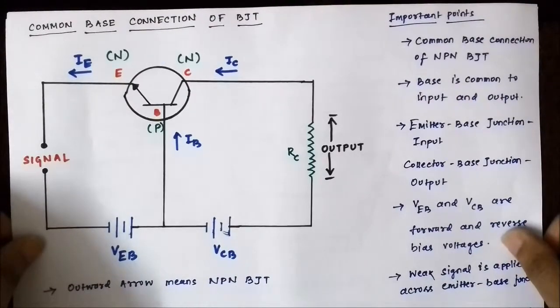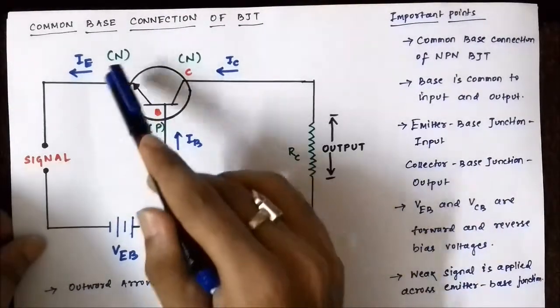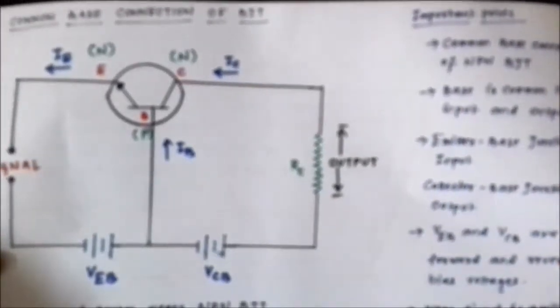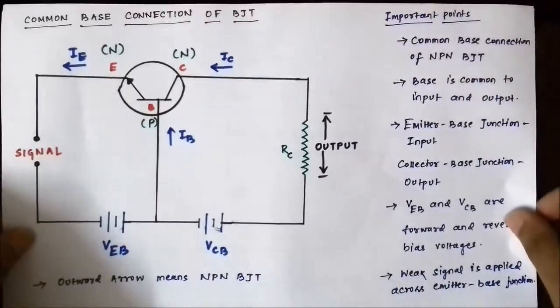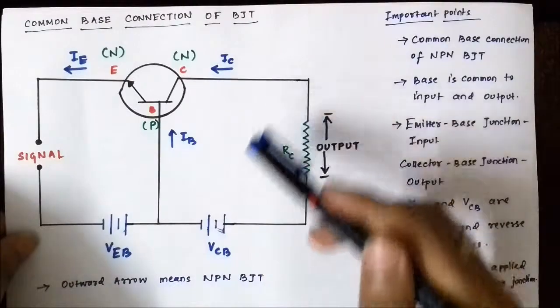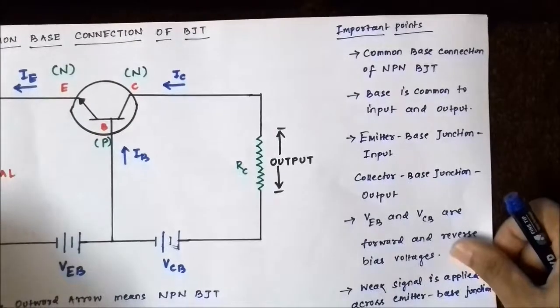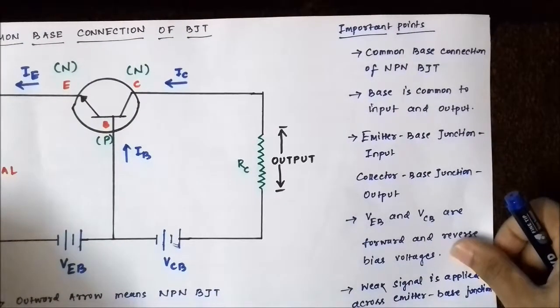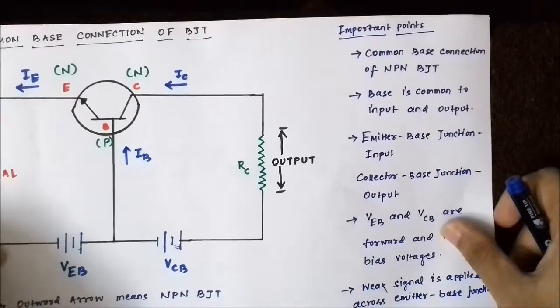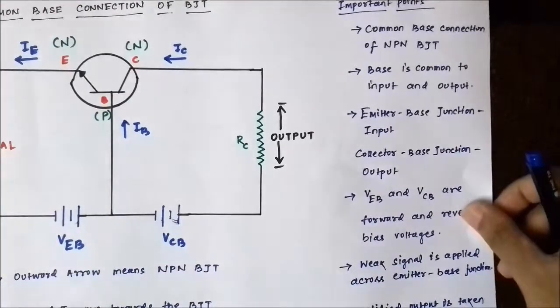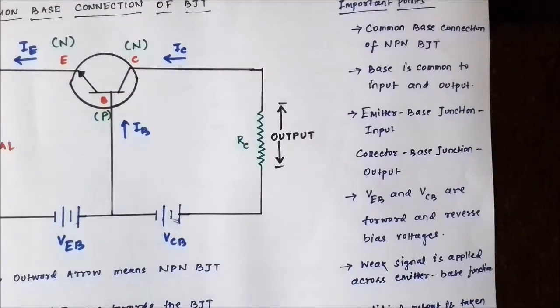Now here the input junction is the emitter base junction, emitter and base. It is the input junction, while the output junction is the collector base junction towards the right. Now there are some important points associated with the common base configuration. Okay, so all the things are mentioned here, you can note them down. So some important points are the base is common to both the input and the output. As I said, the emitter base junction is the input and the collector base junction is the output.